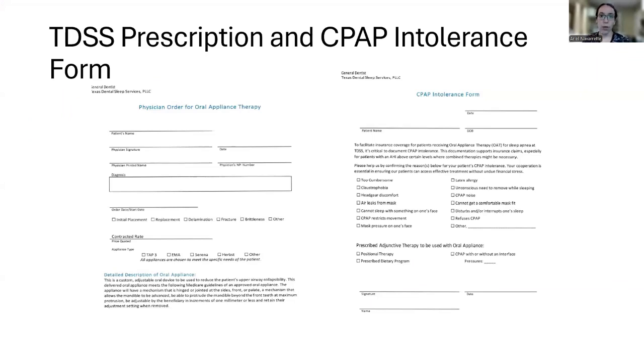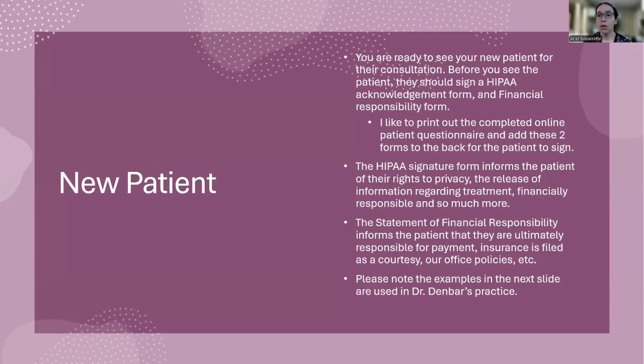Right here, one of the first items that you should make sure that you have when you are getting ready to see your patient is the Texas Dental Sleep Services prescription form and also your CPAP intolerance form. These are located in your provider packet, and this will be customized with your provider's information. Right here, you're ready to see your new patient exam.